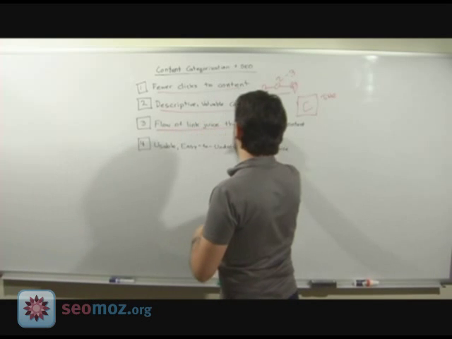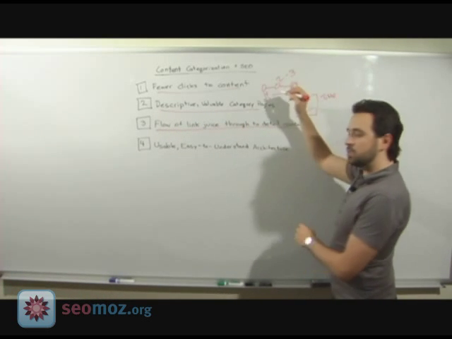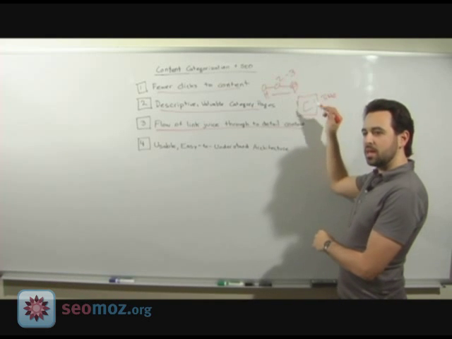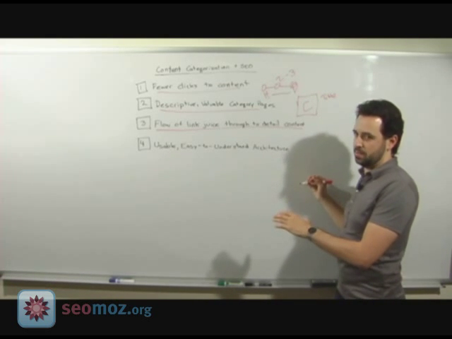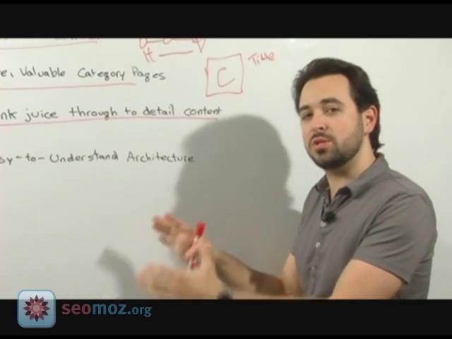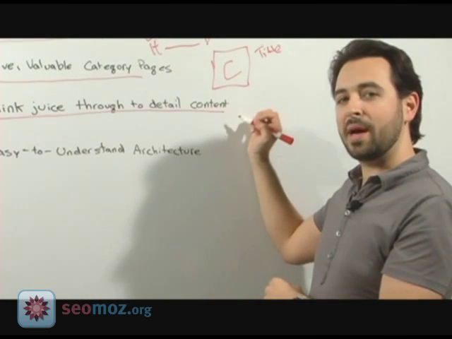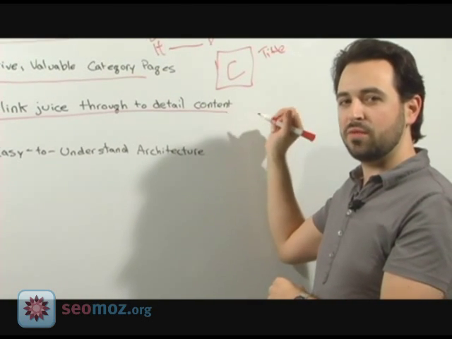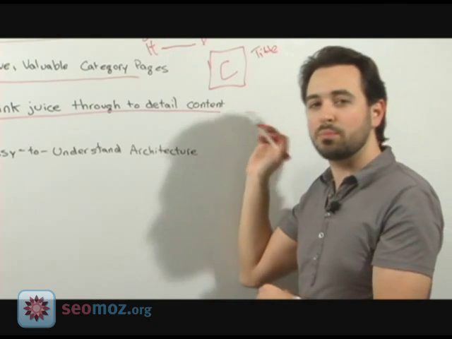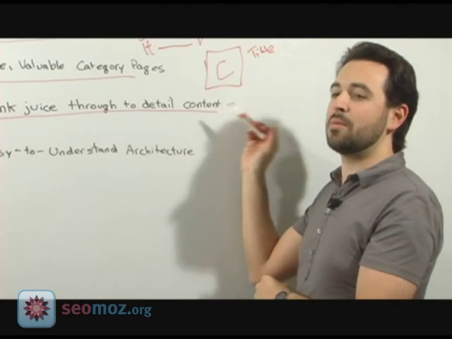Number 3, the flow of link juice through to the detailed content, right? Just because you have fewer clicks to the content doesn't always mean that you're flowing link juice in the best ways. And it might mean that some content is getting a lot more link juice than others. Now maybe you want it that way, or maybe you don't. You just need to be careful about how you sculpt it, because this is one of the very biggest improvements that you can make, especially if you're an enterprise level site, in getting more traffic and more page views.